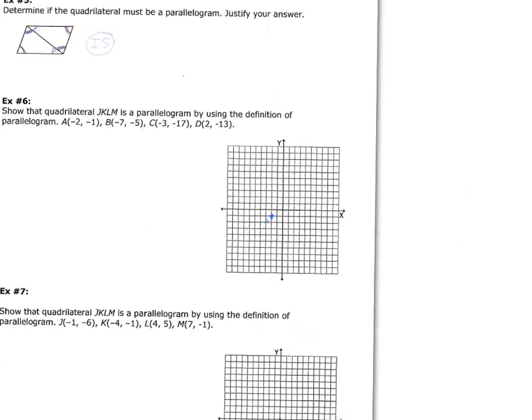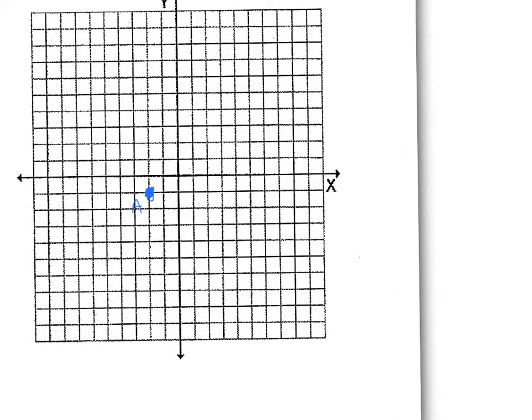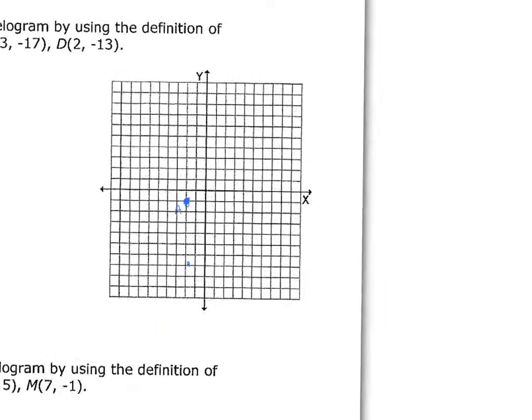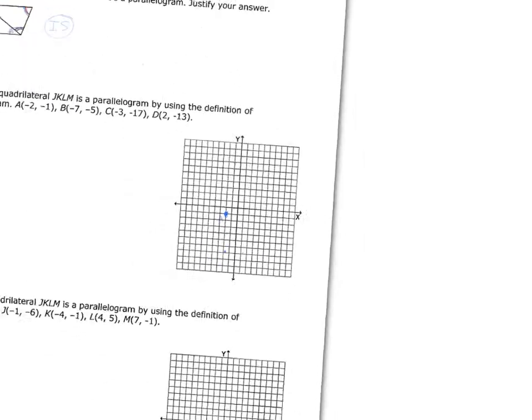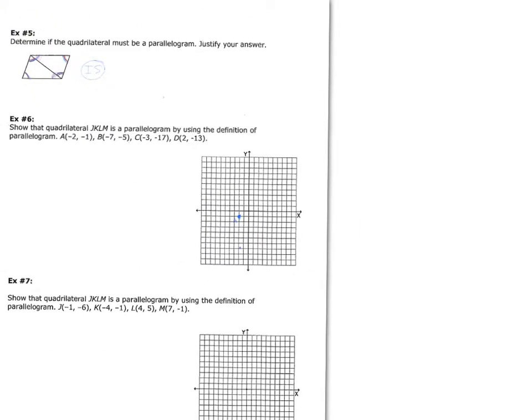We've got -7, -5. Oops, I'm sorry, this is -7, -5. Okay, so go over 7, go down 5. Sorry about that. Okay, so that's our second one, which was B.